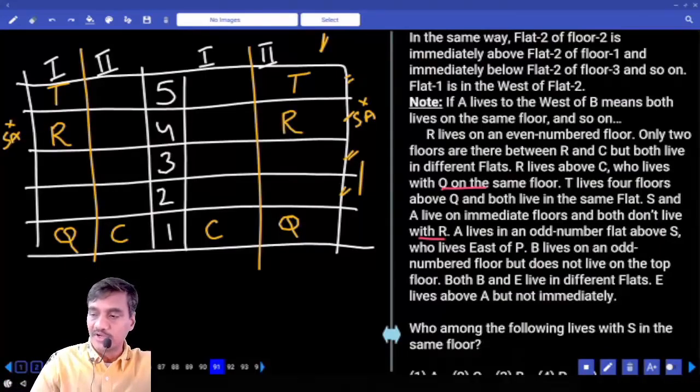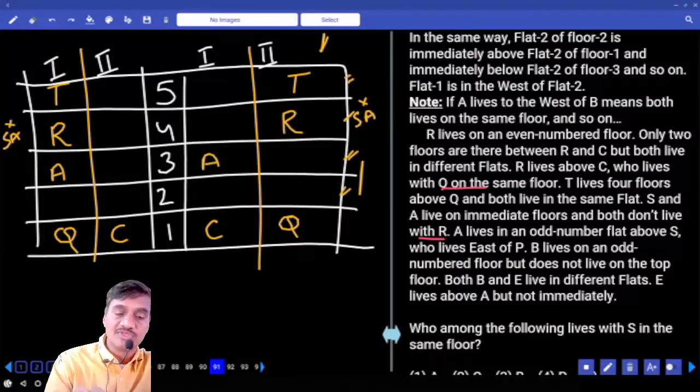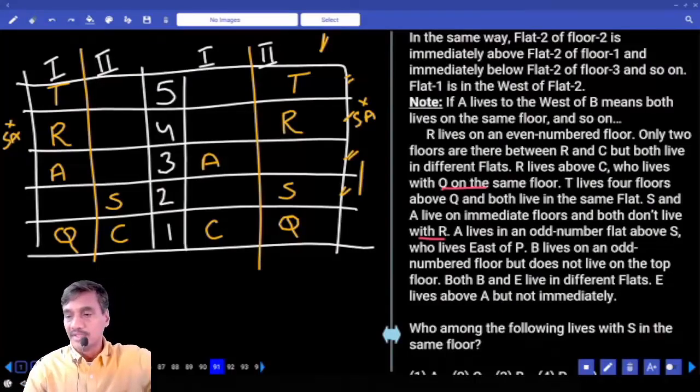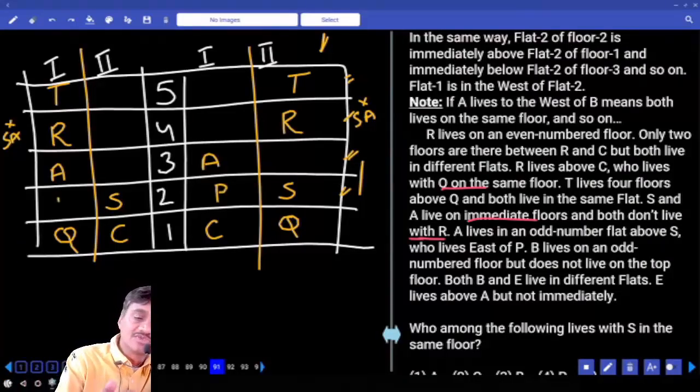A lives on an odd number flat above S. Odd number flat means first flat. Odd number flat above S means S. Where should this S? S must be here. మరి సరిపోతుందా లేదా? S and A live on immediate floors, and both do not live with R. A lives in an odd number flat above S. S lives to the east of P. S is to the east of P.